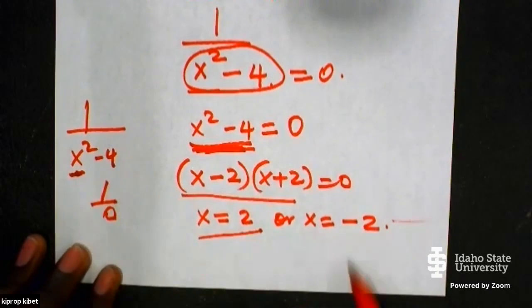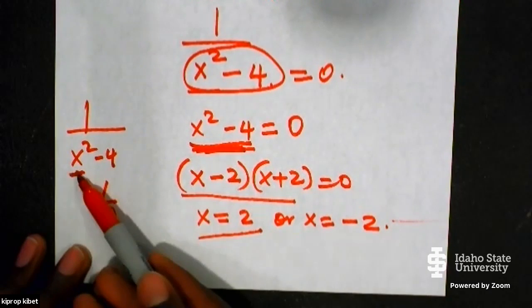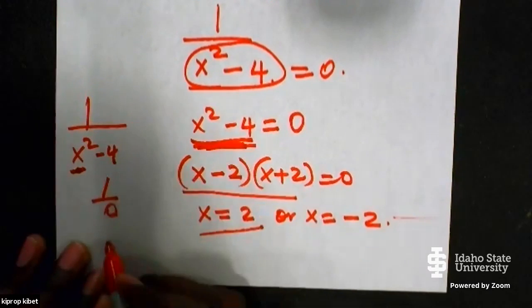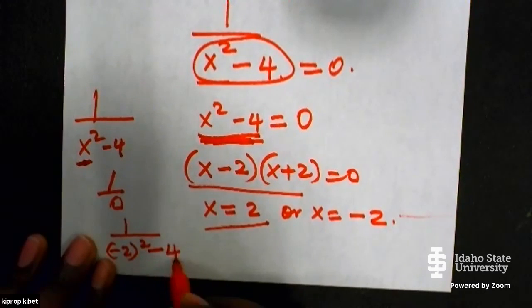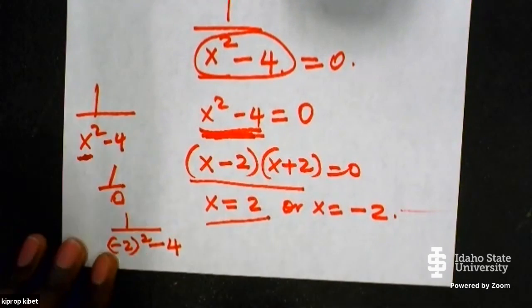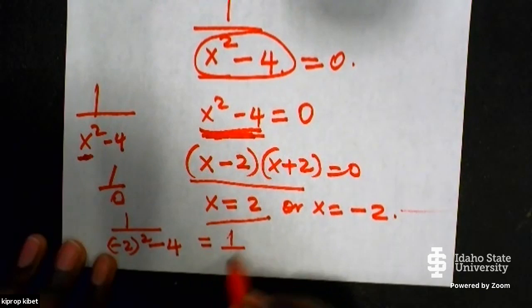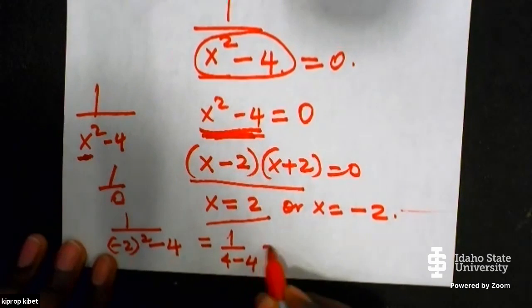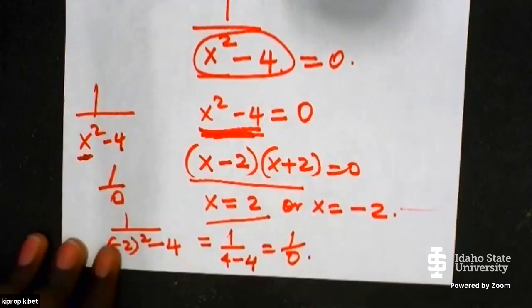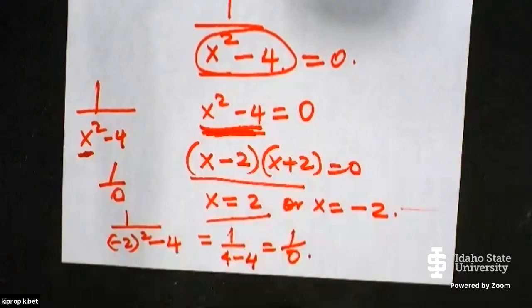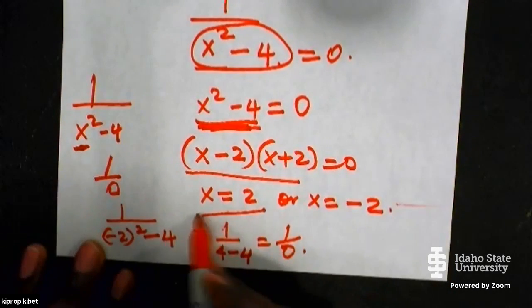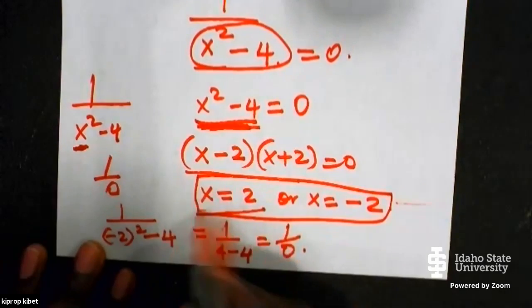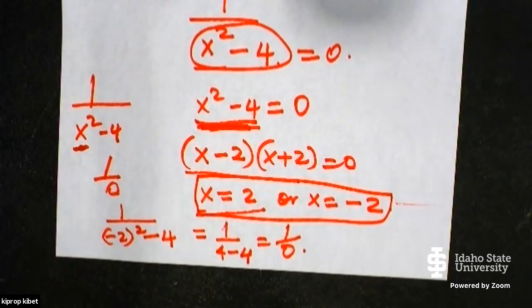When we bring in minus 2 here, it will be 1 over minus 2 squared minus 4. And it will still give us 1 over 4 minus 4, which is equal to 1 over 0, which is undefined. So the values you were supposed to write are x equals 2 or x equals minus 2.